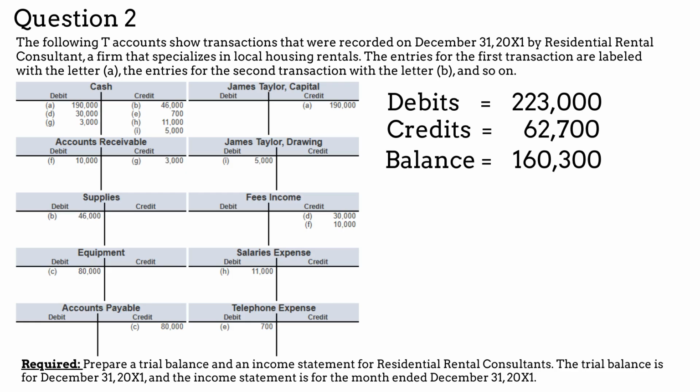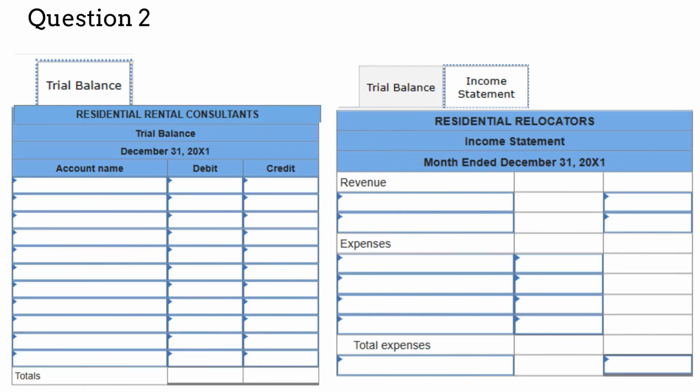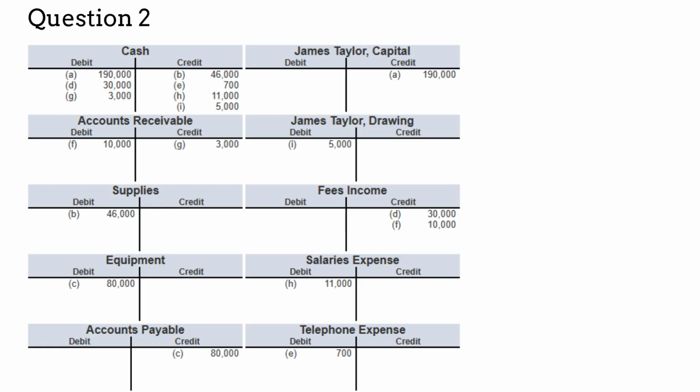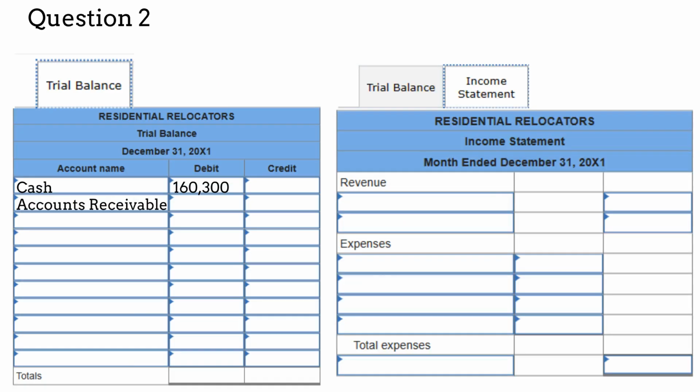Let's add that on the next slide into our trial balance. We can now enter the account name cash and the amount of $160,300 as the first item in our trial balance. What's the next step? That's right, we need to look at the next T account and find the balance. The next account is accounts receivable in our list of T accounts and it has only 2 transactions. So, subtract the credit amount from the debit amount and write the name accounts receivable on the next line and the balance amount from the T account.